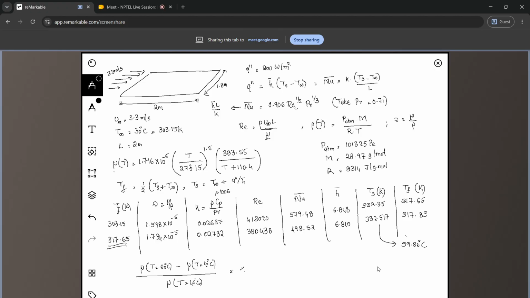And you can calculate the percentage error you're getting from this. Similarly, you can also do the other way around. So mu of T is 30 Celsius minus 45, sorry, and see how much error you're getting.